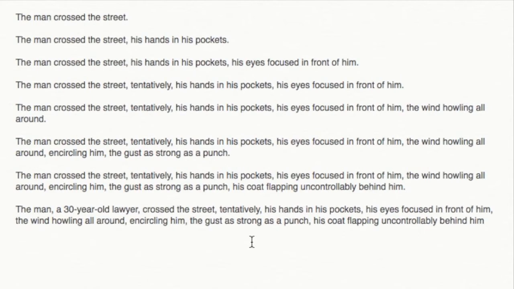Now, what started as a plain 5-word sentence, the man crossed the street, became a detail-rich 41-word sentence. The man, a 30-year-old lawyer, crossed the street, tentatively, his hands in his pockets, his eyes focused in front of him, the wind howling all around, encircling him, the gust as strong as a punch, his coat flapping uncontrollably behind him. Now, this process seems cool, right? But watch what else we can do.